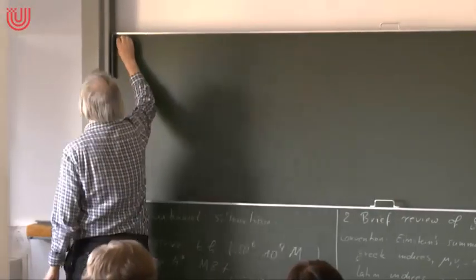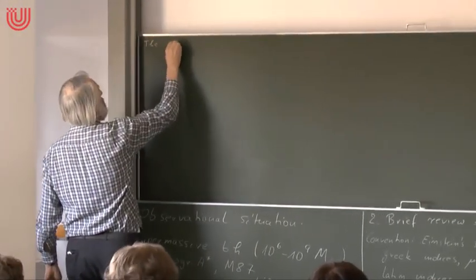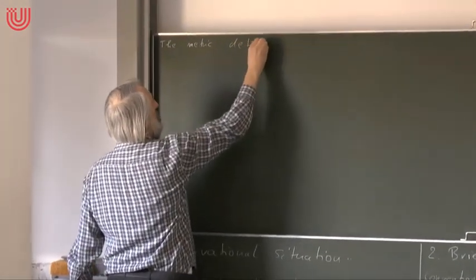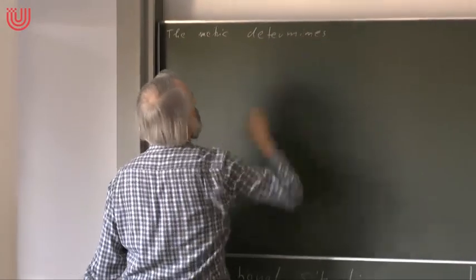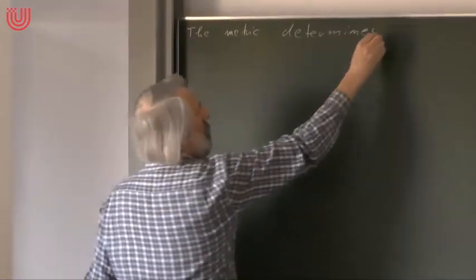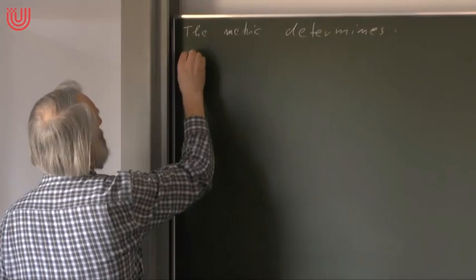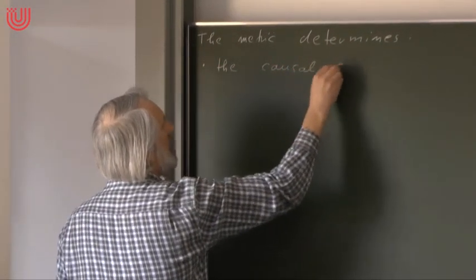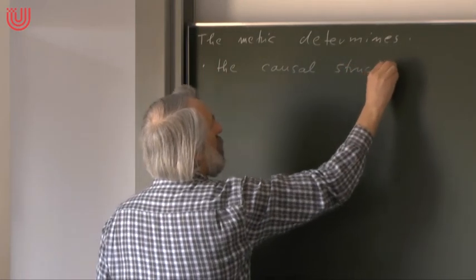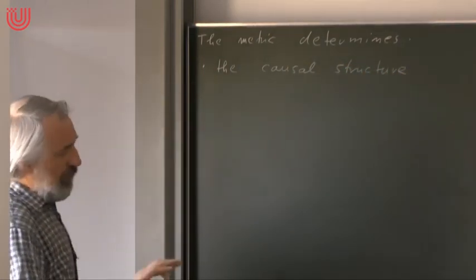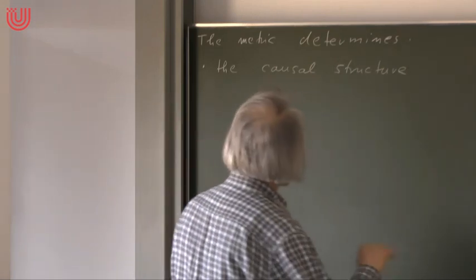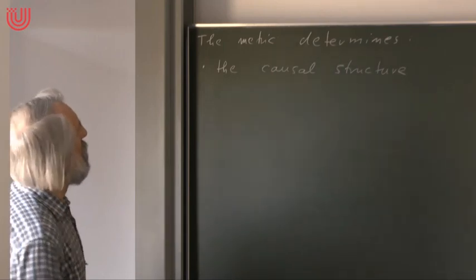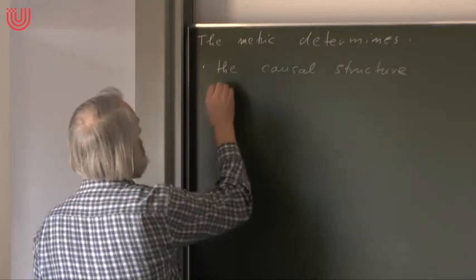So the metric determines a lot of things. If I have a particular space-time geometry, then a lot of things are determined by the metric. The first thing is what we call the causal structure. That's the distinction between objects which are moving at the speed of light and at a lower speed. We can do this in the following way.